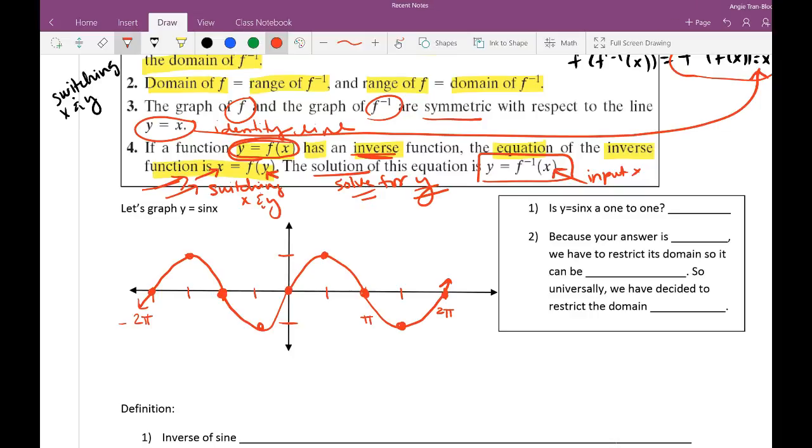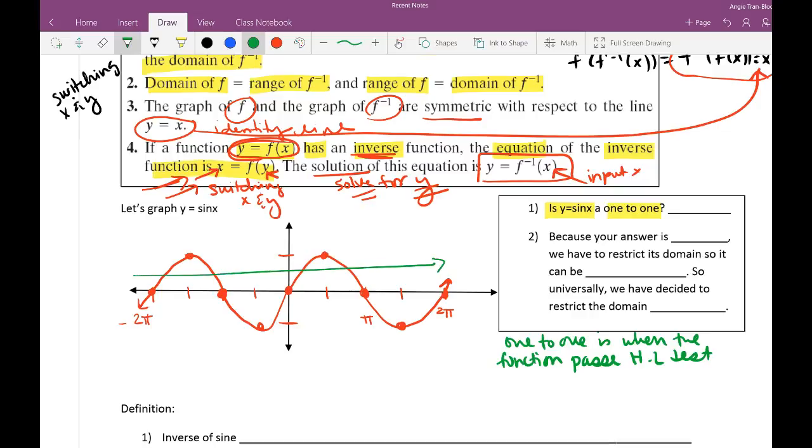So first is y equals sine x. I'm reading this with you: is it 1-to-1? Keep in mind, let me remind you what a 1-to-1 is. 1-to-1 is when the function passes the horizontal line test, okay? A horizontal line test goes like this. What does it mean by passing it? It means it cannot intersect more than 1 time. It can intersect 1 time or no times, but the moment it intersects more than once, then it's no longer 1-to-1. So if you look at this, this is my horizontal line, and it's intersecting right now, as I can see, 4 times. So this right here is not a 1-to-1.